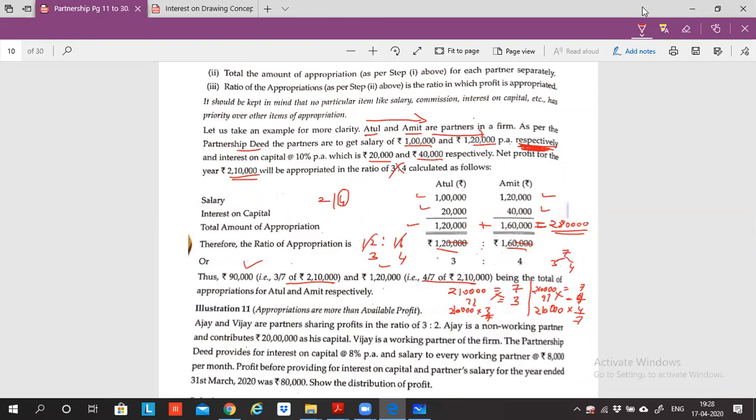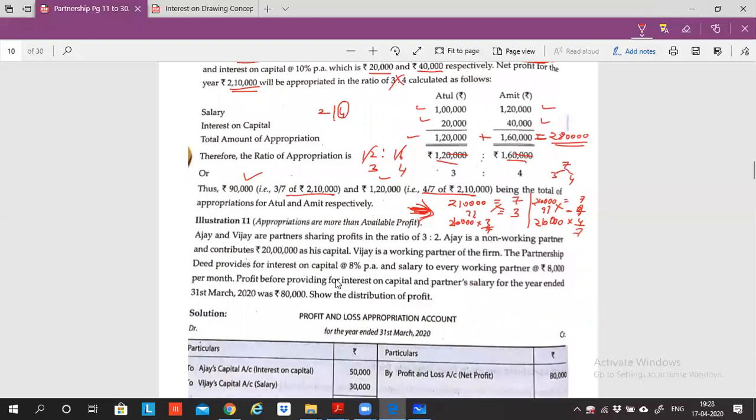Anybody who has not understood? This ratio is very important, guys. This multiplication that I'm doing here is very, very important because the entire partnership is based on this; the basis on which you'll derive the amount is this only. So this calculation is very important. Are you guys clear with this?